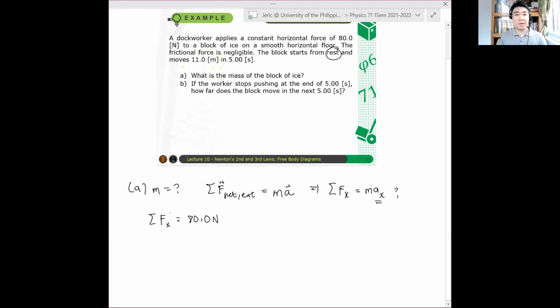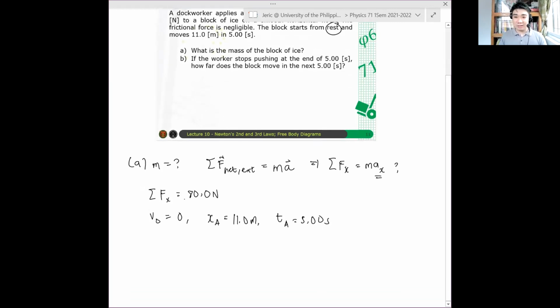Pero ang binigay sa atin ay, the block started at rest, therefore what can we say about its initial velocity? What's its initial velocity? Anyone? Nag-start ka at rest. 0, sir. Yes, 0, exactly. The initial velocity should be 0, and then it moves until it reaches 11 meters in 5 seconds. So the final position, let us say this is XA, equals 11.0 meters. I'll explain to you bakit may mga subscript yan later, kasi kailangan yan. And then TA is at 5.00 seconds.